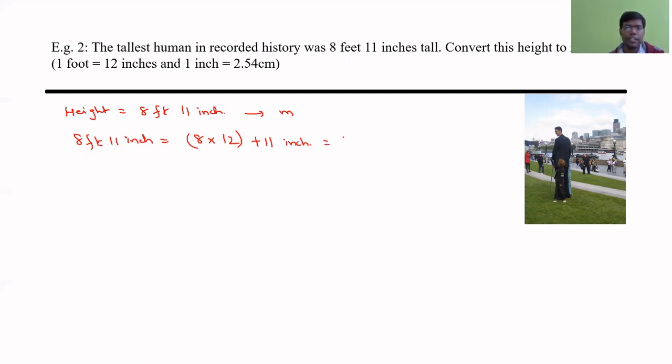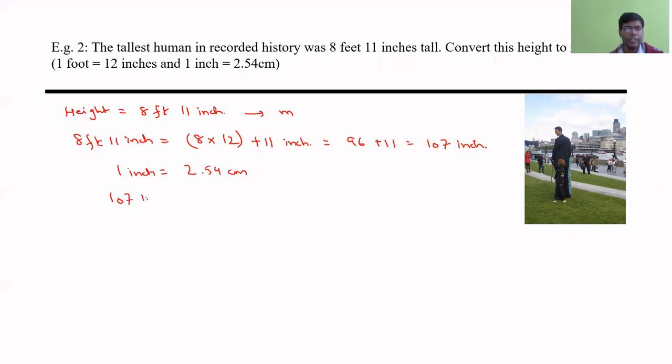So these many inches is the height of that particular person. 8 12s is 96 plus 11. So this will give me 107 inches. Okay, so the height of that person is 107 inches. So what we have done is we have converted the given height, which is in feet and inch, to inches. So now let's convert this inch to centimeter.